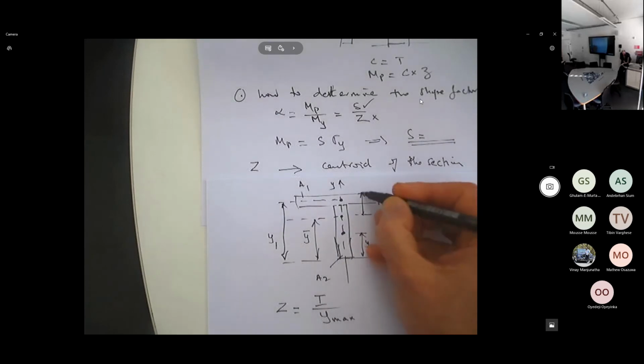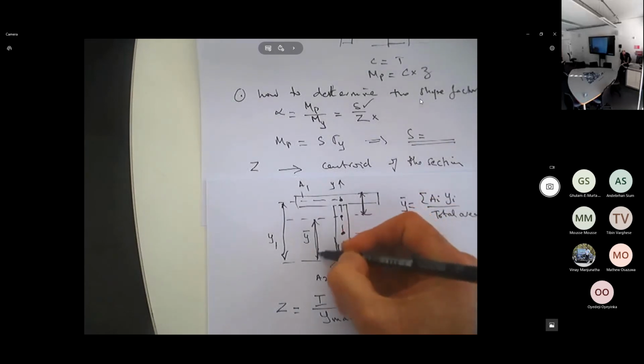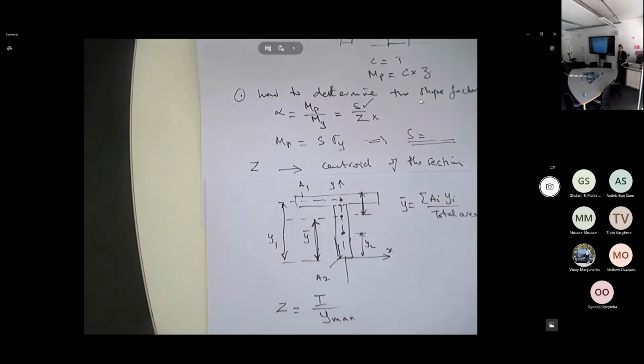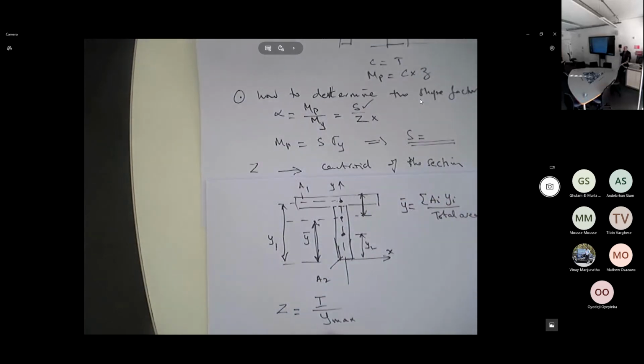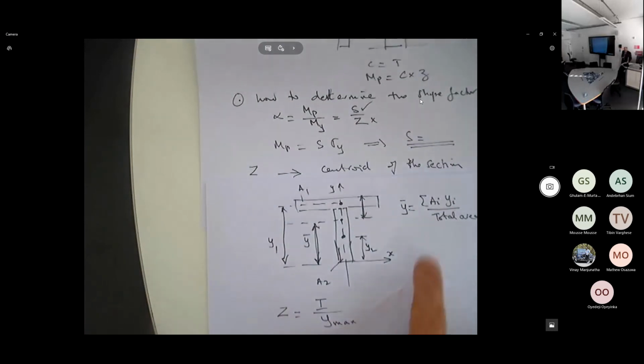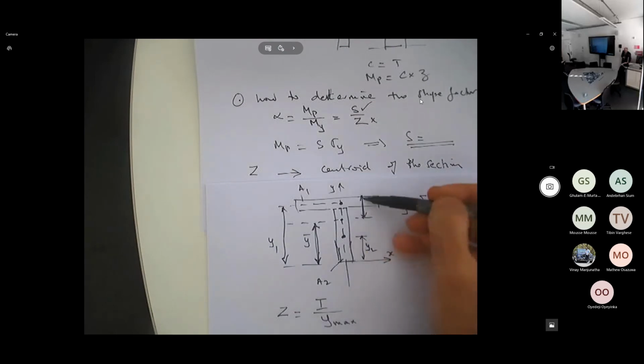Y max could be this here, or it could be this. It depends on the problem, okay? So Y max is the maximum distance from the centroid to the outside fiber. It could be to the top, it could be to the bottom. It all depends on the shape and the dimensions. Is that clear? Okay, so your Y max is not necessarily your Y bar that you have calculated. It could be this one. Does it make sense? Yeah.